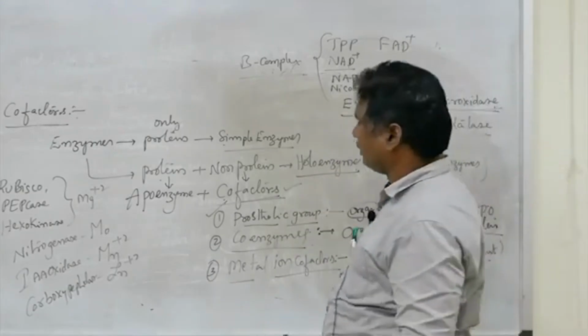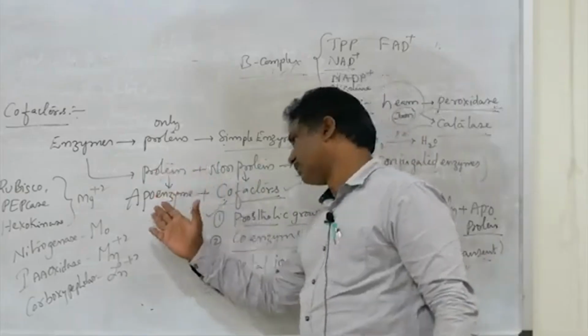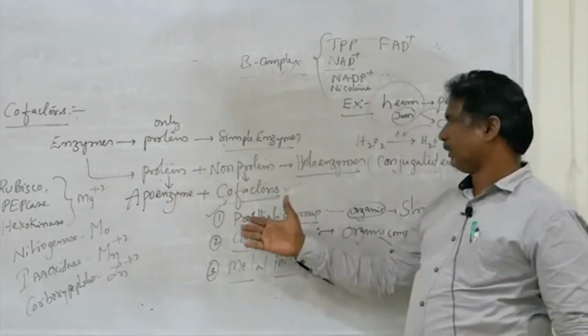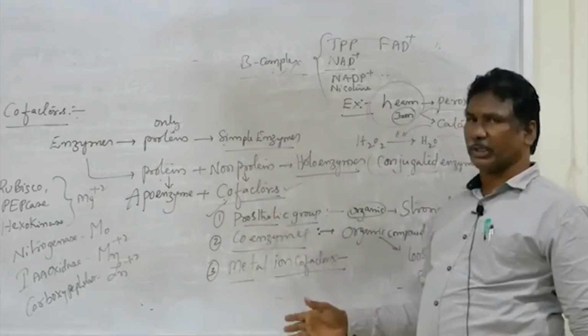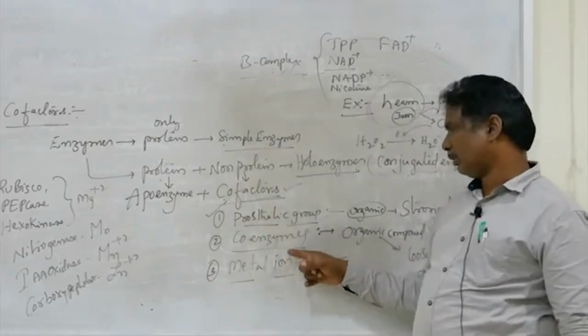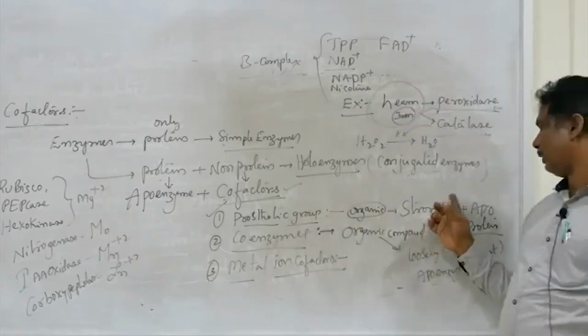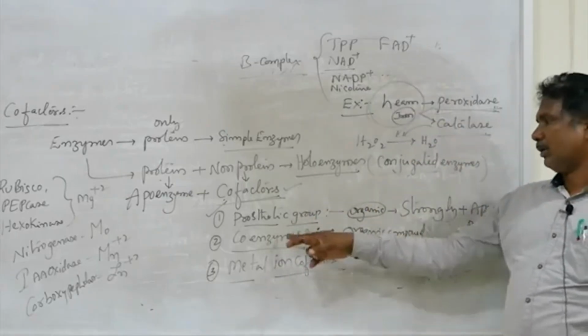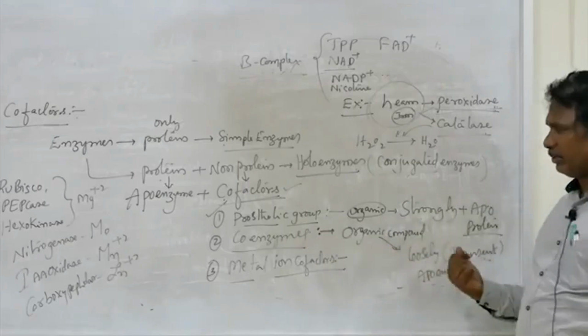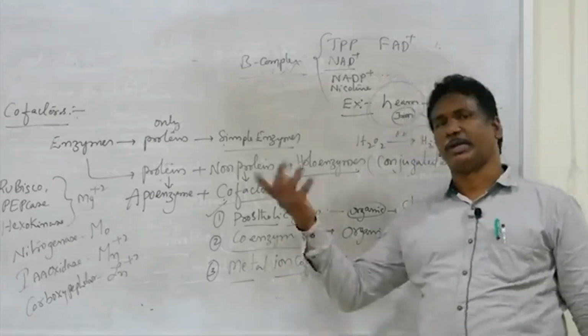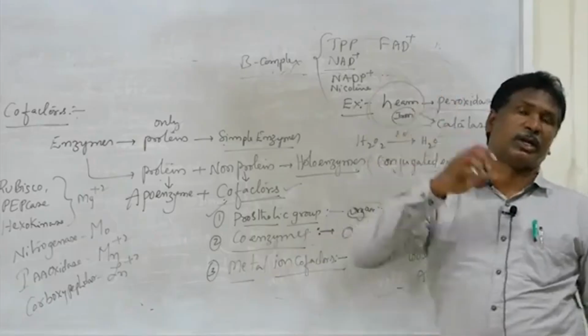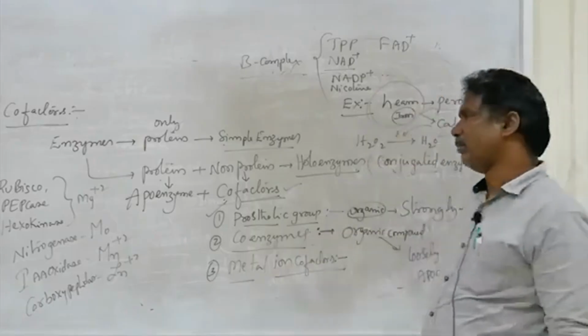Once again, you can see this. The protein part is called apoenzyme, and the non-protein part is called cofactor. Those cofactors are of three types: prosthetic group, coenzymes, and metal ion cofactors. Prosthetic group is strongly bonded with enzyme protein. Coenzymes are loosely bonded with enzyme protein. Metal ions activate the enzymes, but they are strongly attached to the enzyme protein.